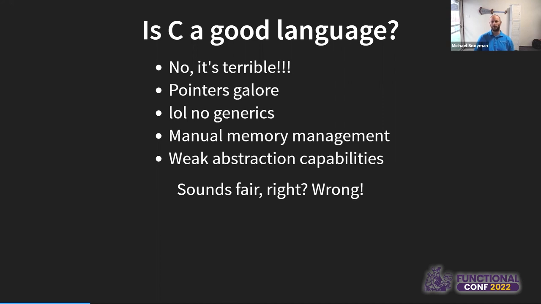When you write C, everything you are doing is based on pointers. There are no generics. You have to write either void star, you have to coerce types all over the place, or you have to write multiple copies of functions in order to make things work. Us functional programmers love generics, generally. Manual memory management, that's a thing of the past. That's something that silly people write because all of us use garbage collection these days, and that's obviously better. And C has, relatively speaking, very weak abstraction capabilities. Many of us would say that this is a fair assessment of the C programming language. But I'm going to tell you, we're all wrong.